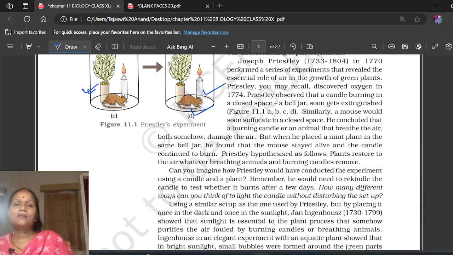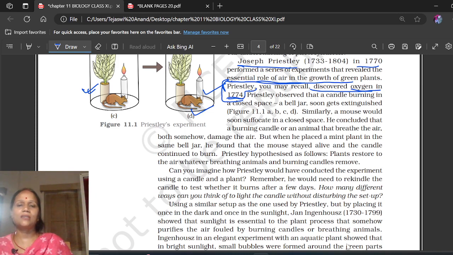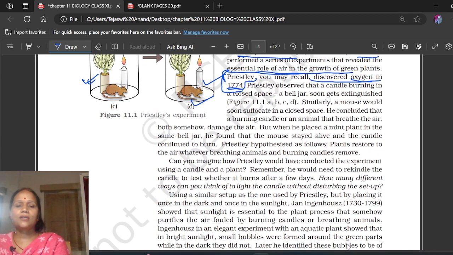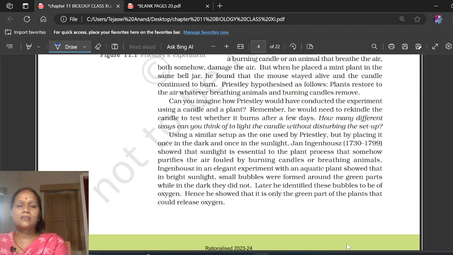This was the experiment done by Joseph Priestley in 1770. He revealed the essential role of air in the growth of green plants, and Priestley discovered oxygen in 1774. This is a very important topic, a very important line. Priestley discovered oxygen in 1774. This is very important. Now the same thing that I have discussed here is written here. You can read the book also, or you can understand the topic.